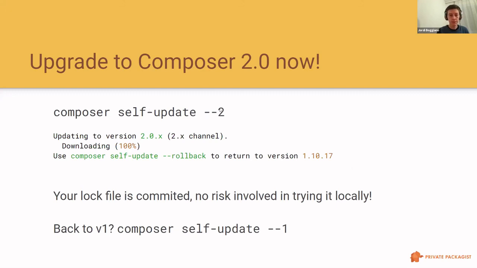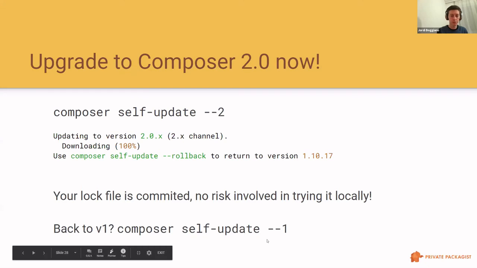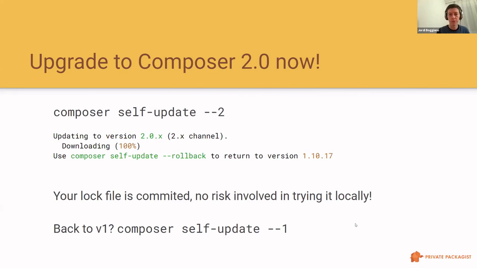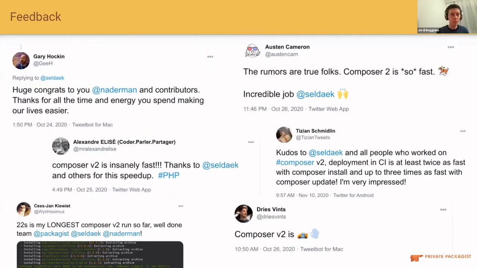So again, composer self-update --2, and you'll get a new version. And in the worst case, if things go bad, you should have the lock file committed, so you can always just git checkout composer.lock, and then go back to V1 using composer self-update --1. So there's really hardly any risk involved in trying it out. If you need more convincing, you can read these various tweets of happy people who are trying it and being blown away by how fast it is and everything. So hopefully that convinces you if I didn't.